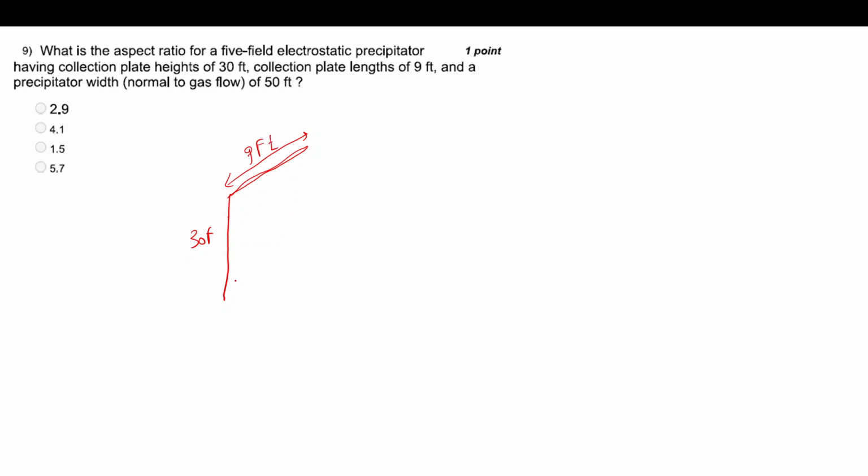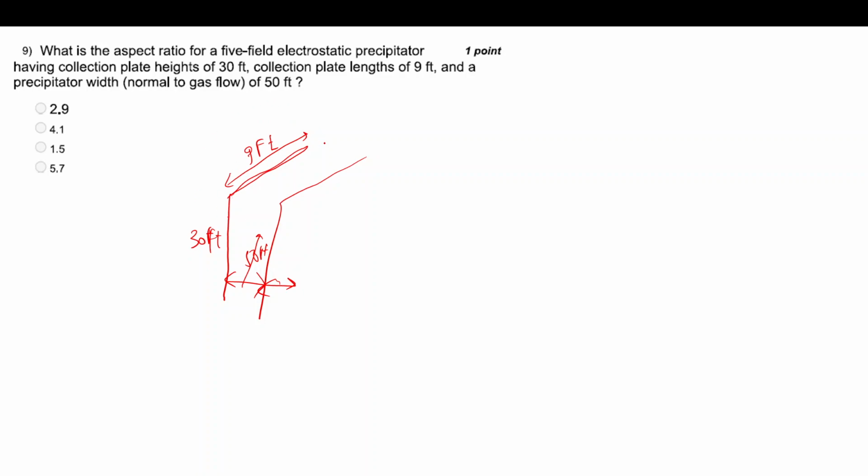And the width is 50 feet, because it is normal between two plates. Here in this direction, the gas is moving between the two plates. So what distance will it travel? It will be 9 feet, and the height that will be covered is 30 feet. So the aspect ratio will be defined based on these two parameters, 9 feet and 30 feet.